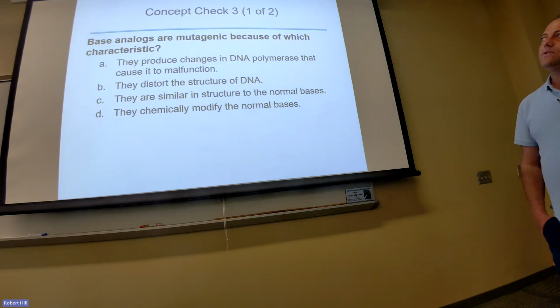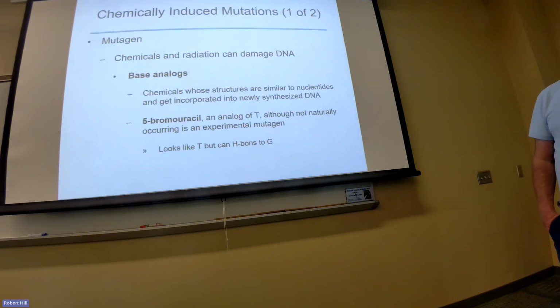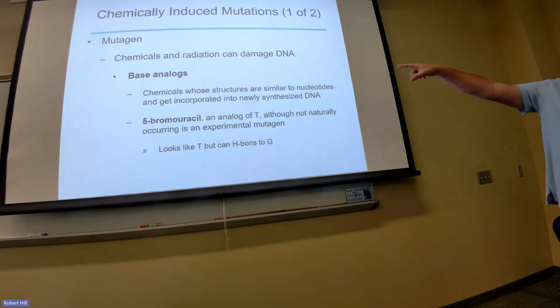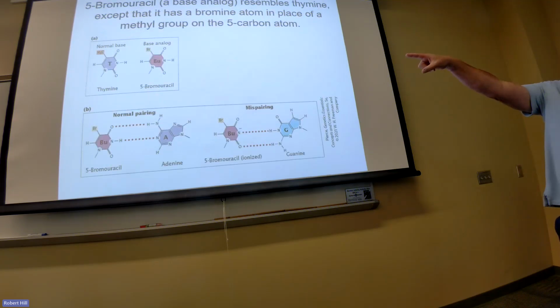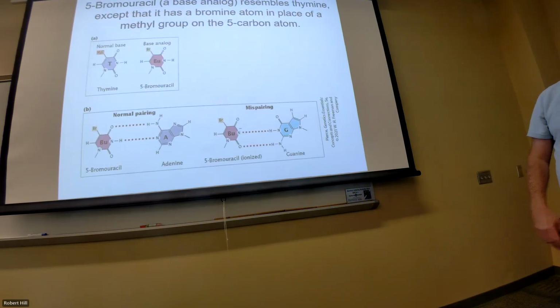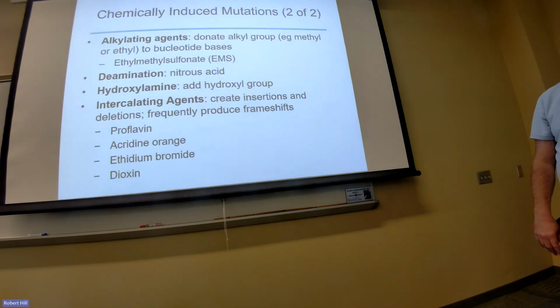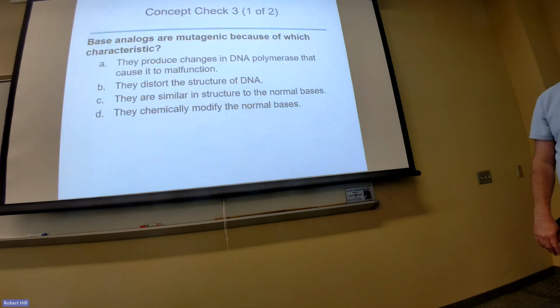Analog is the result of mutation. No, so analogs are the ones that have structures that are similar to the nucleotide, right? So 5-bromouracil is an analog. It looks like T. That was asking about base analogs. Because base analogs are mutagenic because of which characteristic?